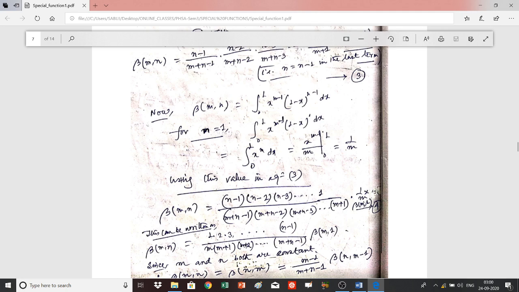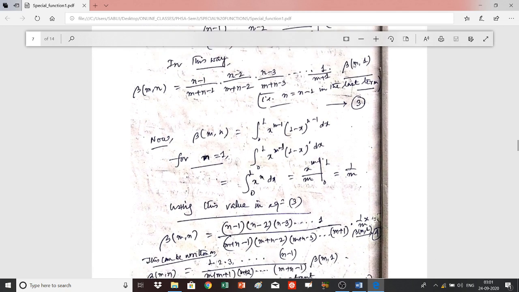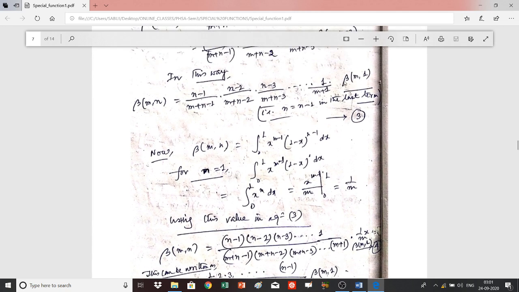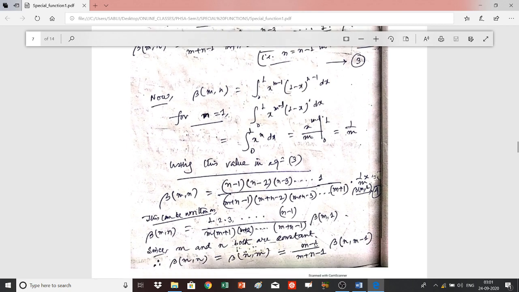This beta(m,n) will not come here. So this is the last term actually. So this will not come here. Just omit this term. So equation number 3 is here. We will use this value in future, for the rest of this part of this problem.